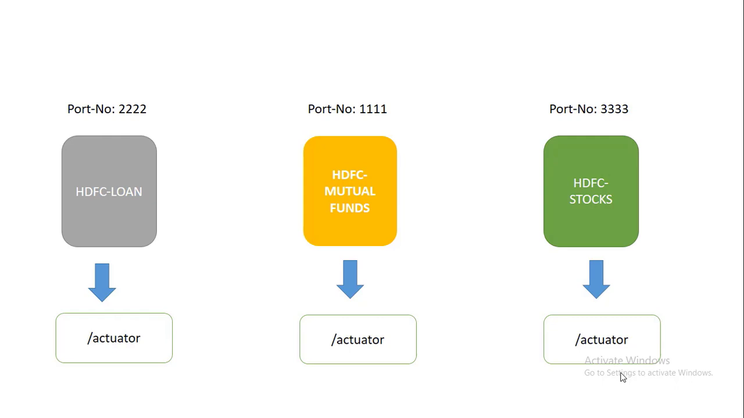For example, in our applications, we implement Spring Boot Actuator. In every application, the Spring Boot Actuator endpoint is different. If you want the health status of HDFC Loan, this URL is different because it's running on port number 2222. If you need to check HDFC Mutual Fund, then the endpoint is different because it's running on port number 1111. Same for HDFC Stock. If you are monitoring your applications by using Spring Boot Actuator endpoints, it is difficult because you have a number of applications. Every application has a separate actuator endpoint. This makes monitoring difficult.